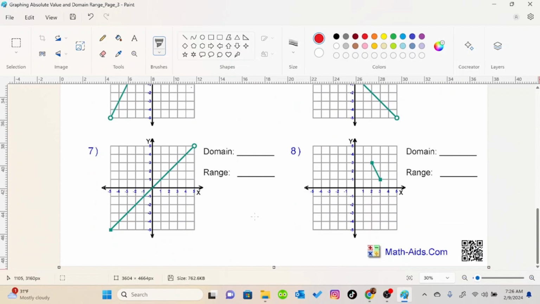Number 7, our domain starts at x equals -5, included because of the solid point, and goes until x equals 5, not included because of the empty point. The range starts at y equals -5, included because of the solid point, and goes until y equals 5, not included because of the empty point.